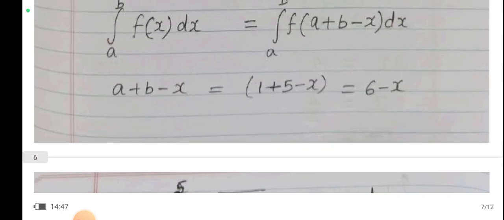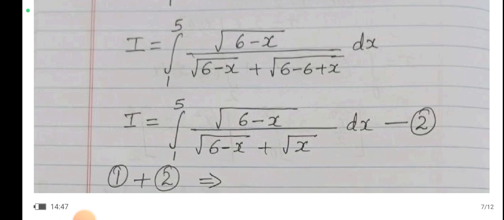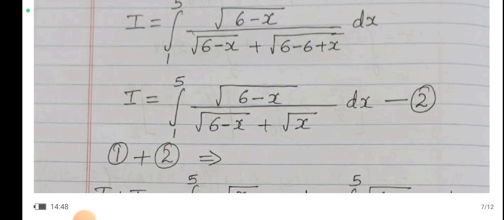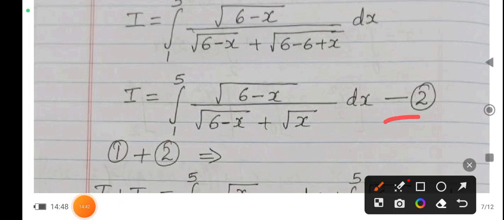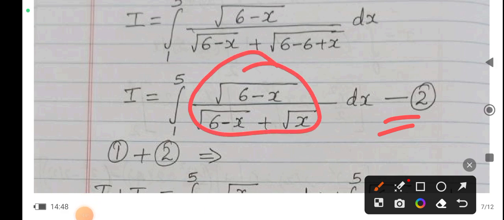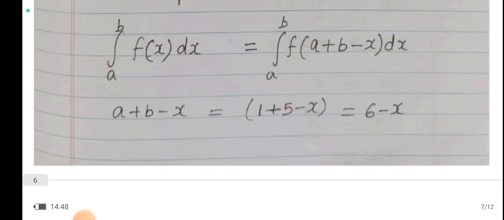I have one doubt. How do I know I should add? Like in the previous sum, we were just integrating directly. So after getting the property, the second equation, check whether you can integrate this directly. If you can integrate this directly, integrate it and proceed. If you can't integrate, then go for the addition.